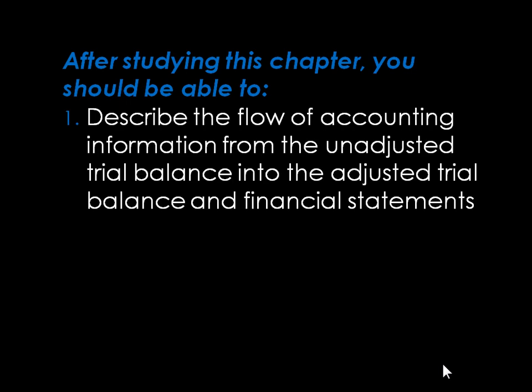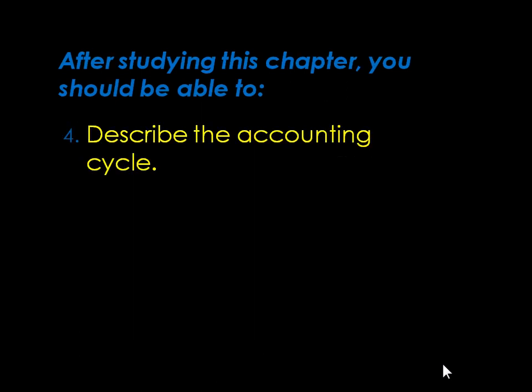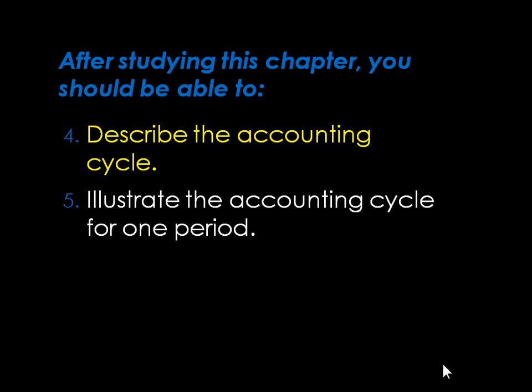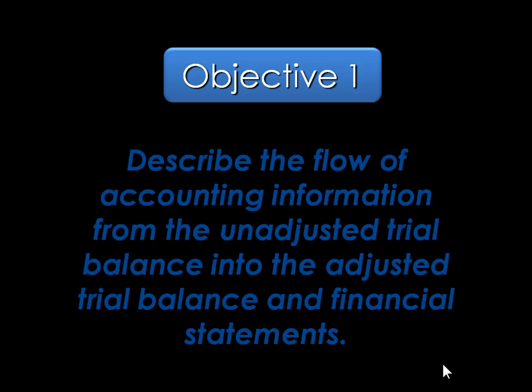So after studying this chapter, you should be able to describe the flow of accounting from the unadjusted trial balance into the adjusted trial balance and the financial statements, prepare financial statements from the adjusted account balances, prepare closing entries, describe the accounting cycle, illustrate the accounting cycle, and then explain what is meant by the fiscal year and the natural year. So the first objective is to describe the flow of the accounting information from the adjusted trial balance, which is what we went through in the last lecture.